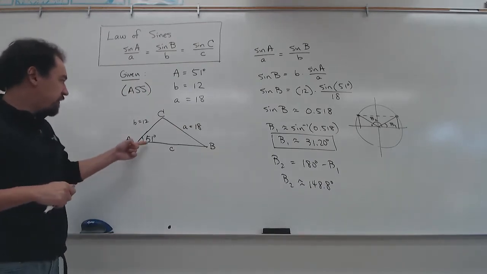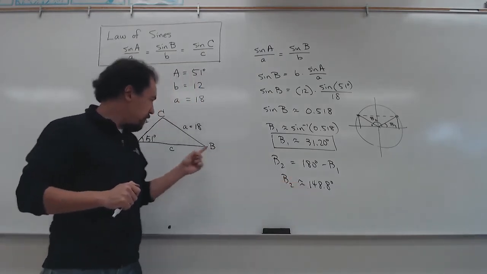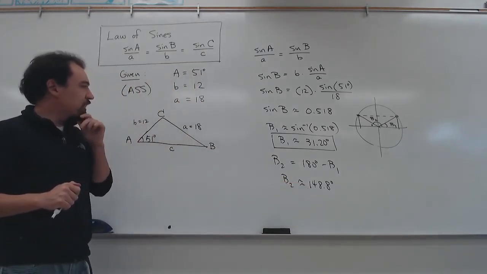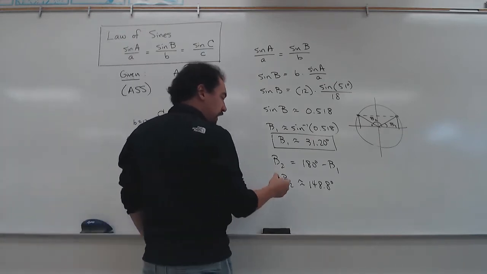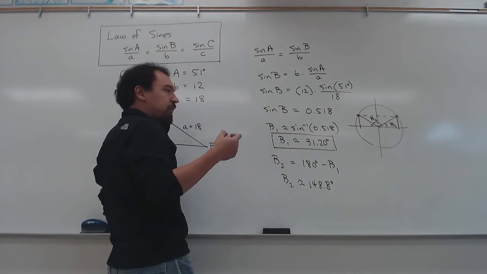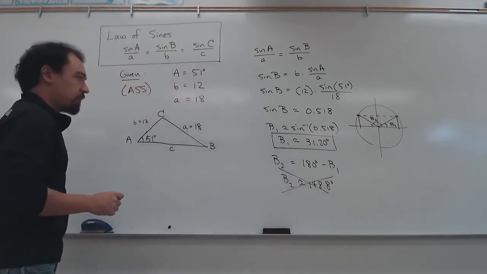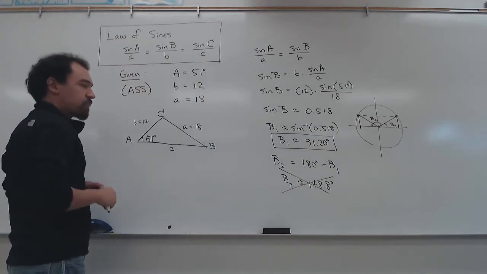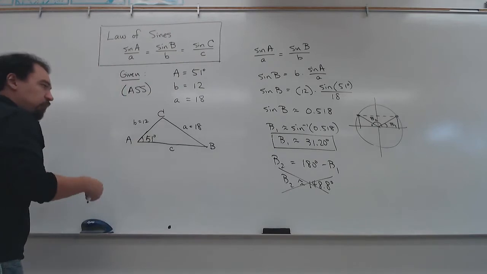Because if this is 51 degrees, and that's 148.8 degrees for angle B, those add up to more than 180 degrees. So we actually know at this stage that it is no longer an ambiguous case. This is not a viable solution, because you cannot have the angles in a triangle add up to more than 180 degrees. Let's think about what that would look like if we tried to draw it.